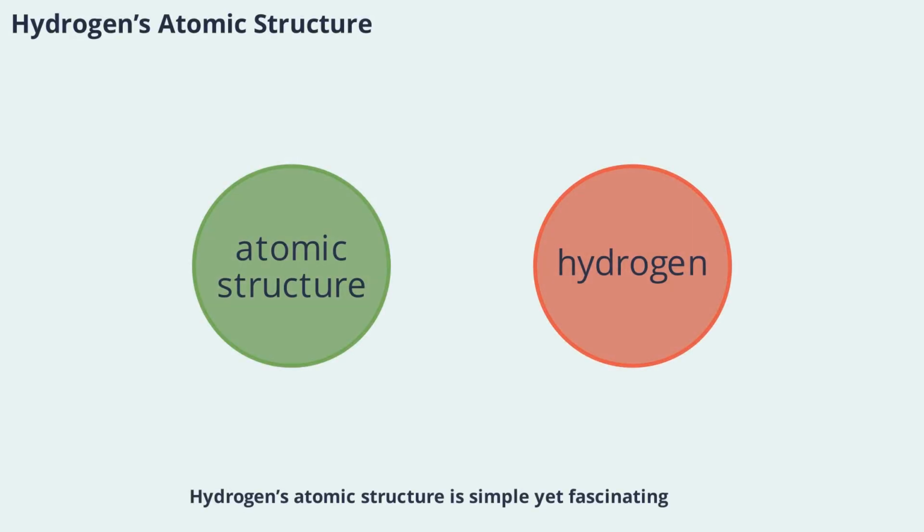Hydrogen's atomic structure is simple yet fascinating. With just one proton and one electron, it's the lightest and simplest atom. This simplicity allows hydrogen to form bonds easily, making it a key player in countless chemical reactions. Its structure also explains why hydrogen is so reactive and versatile.